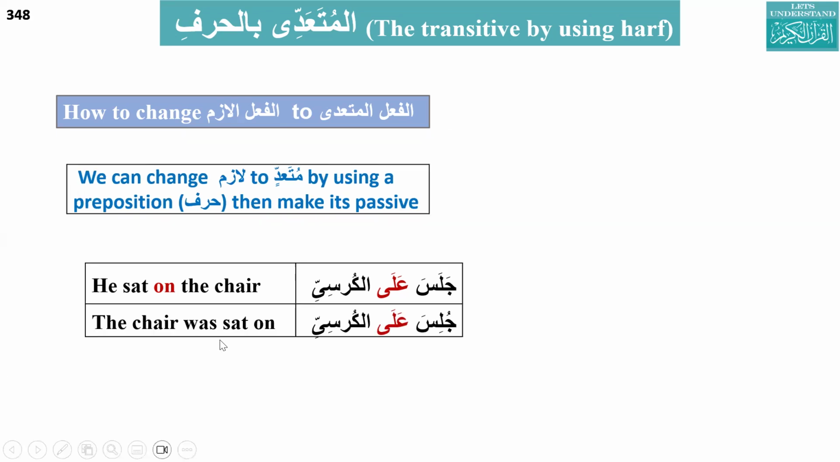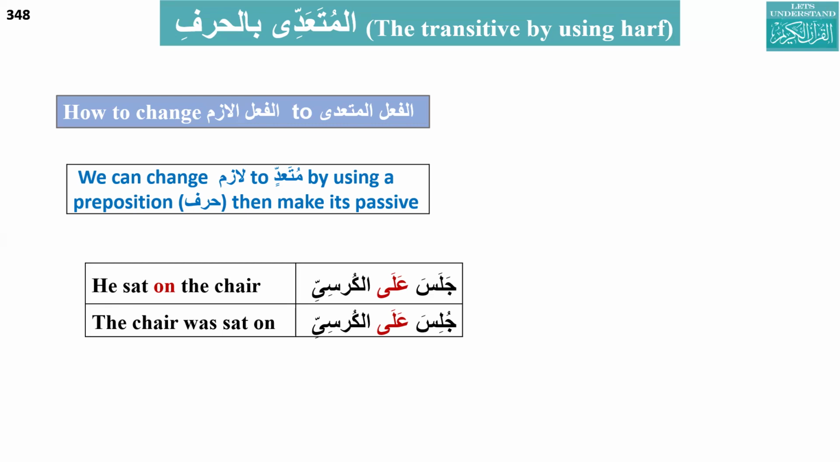Chair was sat on. So in Arabic, it will be julisa alal kursiyu. So here, he sat on the chair: jalasa alal kursiyu. Julisa alal kursiyu. Chair was sat on.